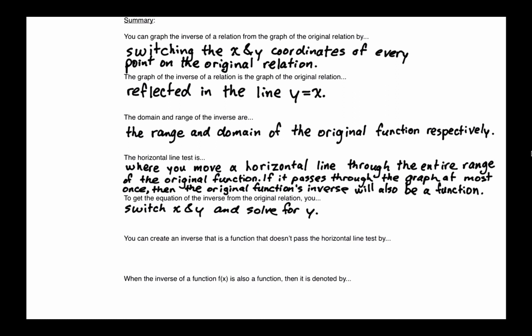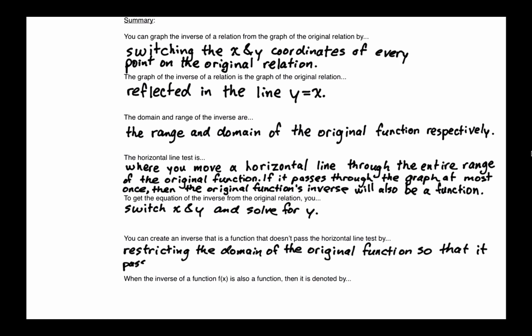You can create an inverse that is a function from a function that doesn't pass the horizontal line test by restricting the domain of the original function so that it passes the horizontal line test. And when the inverse of a function is also a function, then the inverse is denoted by this f inverse notation.